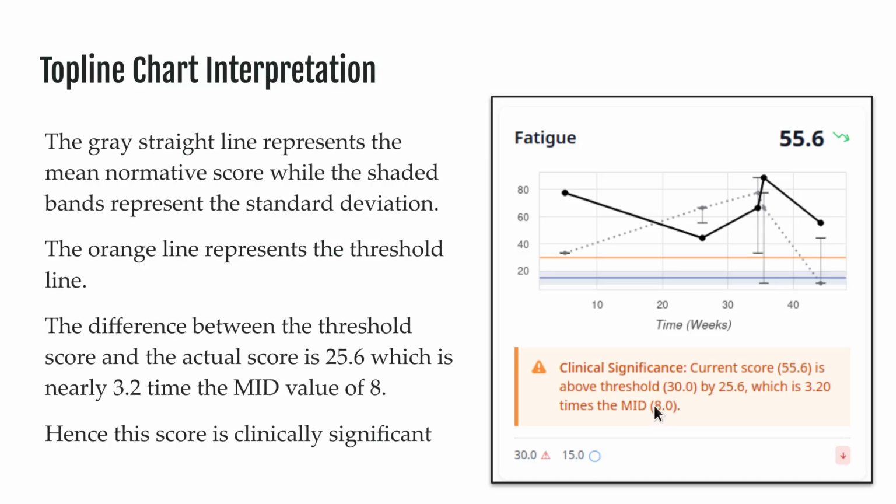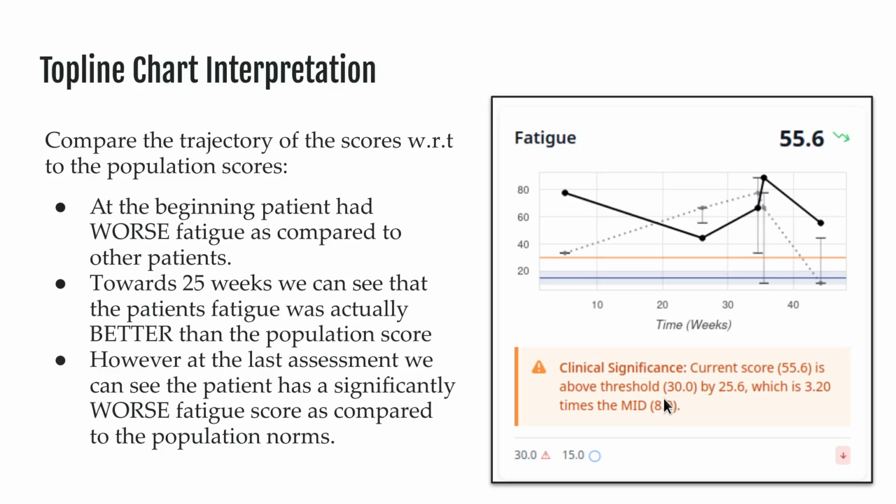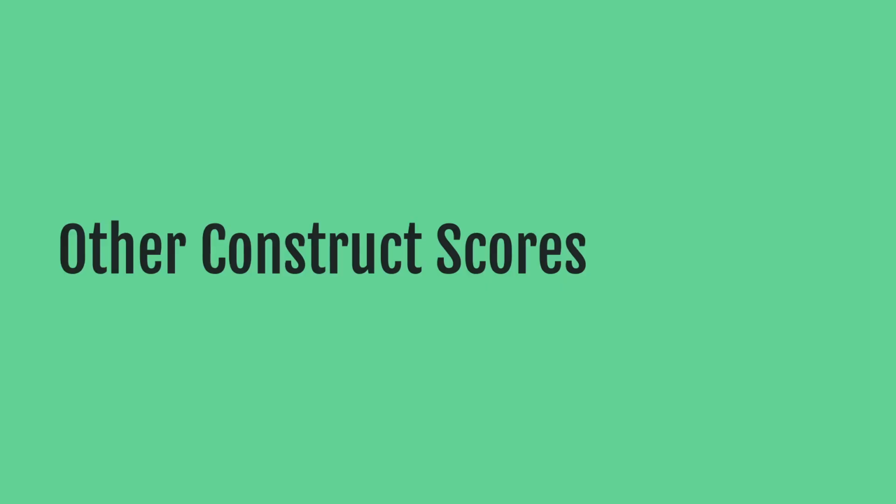Again, if you see the aggregated response, the patient's trajectory has a very interesting picture. At the beginning, the patient had a worse fatigue as compared to what the population is. Towards the 25th week, we can see the fatigue score is actually better than the population. In fact, it is better than the lower part of the interquartile range. However, by the end of 45th week, the fatigue score has definitely worsened with respect to what is typically expected of the usual patients. So taking these 2 points together, you can now understand the interplay between the construct scores.